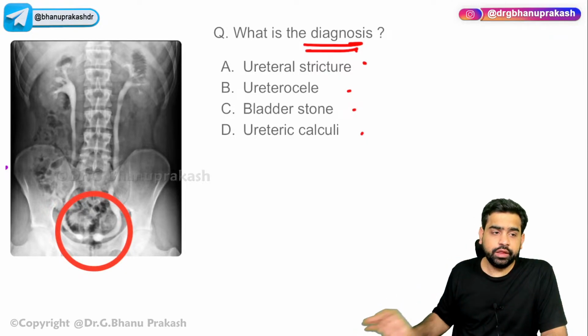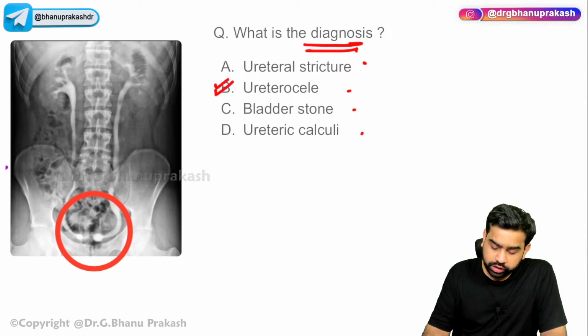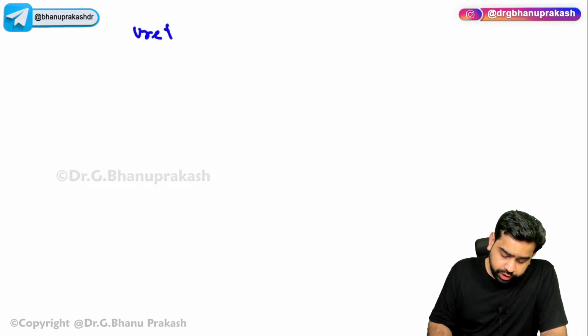So what are you basically seeing over here? It is not the ureteric stricture, guys. It is basically a ureterocele. This is a ureterocele. So what is a ureterocele? What do you understand by ureterocele? In the ureterocele, what is going to happen?